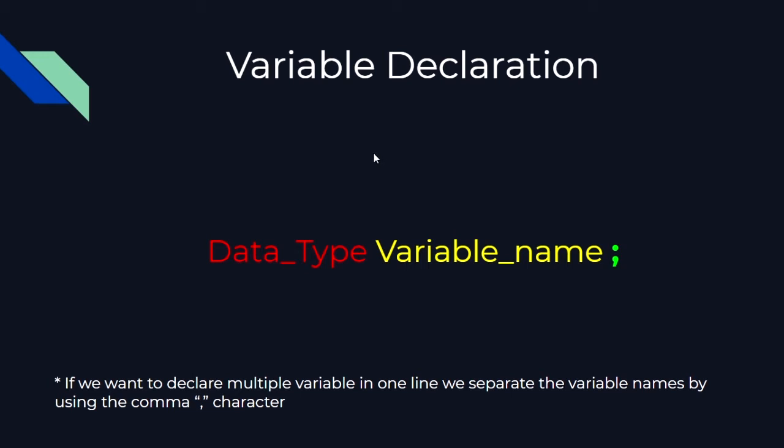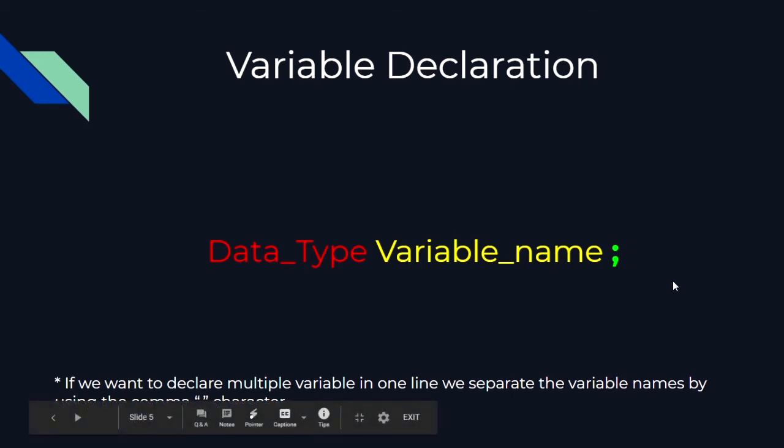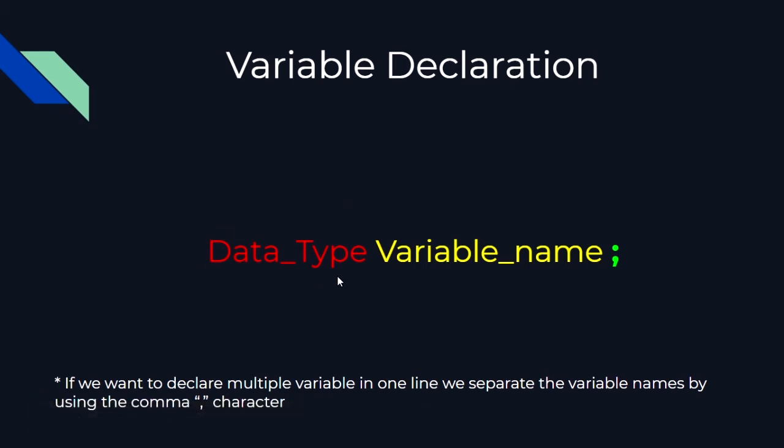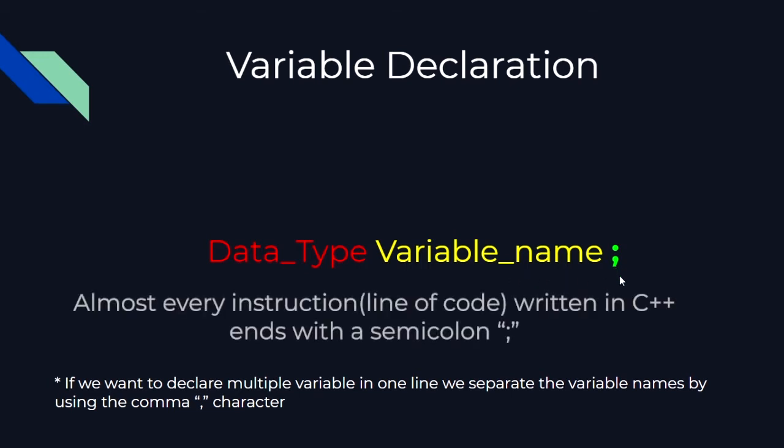So the process of declaring a variable is actually pretty simple. We just have to use this simple formula. So first we're going to write the data type of our variable. So if we want to store a number, for example, in our variable, we're going to say, instead of data type, we're going to say int, which stands for integer. Then we write our variable name. This is totally up to us. As long as we respect those three rules, the variable name will be a valid one. And last but not least, we have to put a semicolon at the end of this instruction.